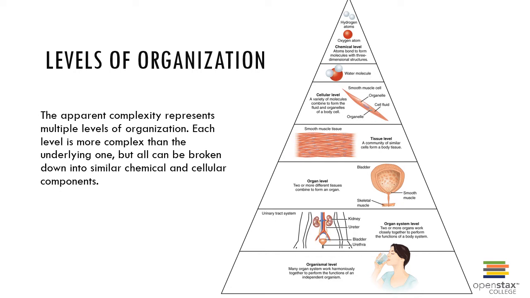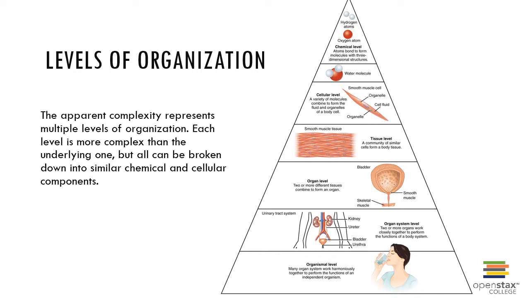Those atoms will interact with one another to form molecules. Those molecules will come together and form the organelles, which are the structures inside the cell and actually help form the cell itself. So we start off with atoms, we get to molecules, and then we get into cells. Cells come together to form tissues.